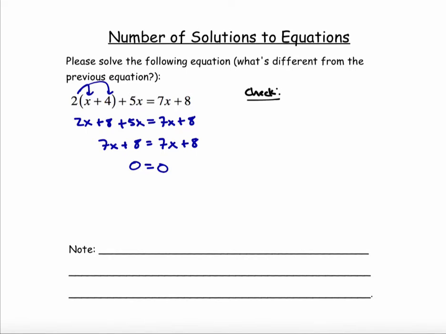Okay, I'm going to do the same. I'm going to substitute in a random number. I'm going to substitute in negative 7. All right, so 2 times negative 7 plus 4 plus 5 times negative 7. Is that equal to, question mark, is that equal to, I'm out of space, give me a moment here. Fantastic. Is that equal to 7 times negative 7 plus 8?